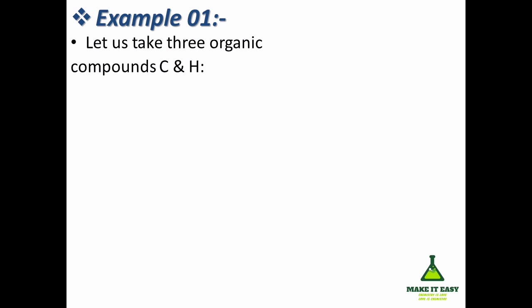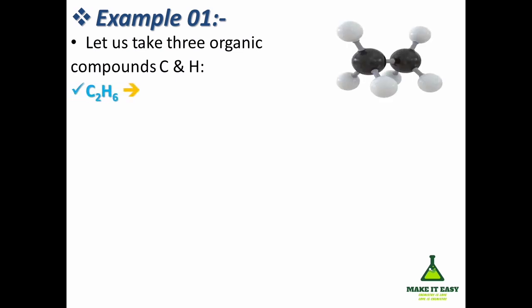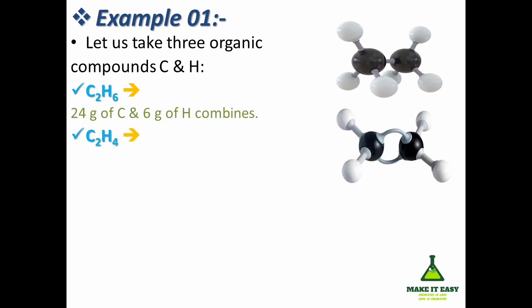Now to elaborate the law, we will take an example of three compounds formed by carbon and hydrogen. First one is C2H6, that is ethane. In the picture you can see that two carbon atoms are combining with 6 hydrogen atoms. That means 24 gram of carbon is combined with 6 gram of hydrogen. Take another example, C2H4, that is 2 carbon atoms combining with 4 hydrogen atoms. It is ethylene, and 24 gram of carbon is combined with 4 gram of hydrogen.